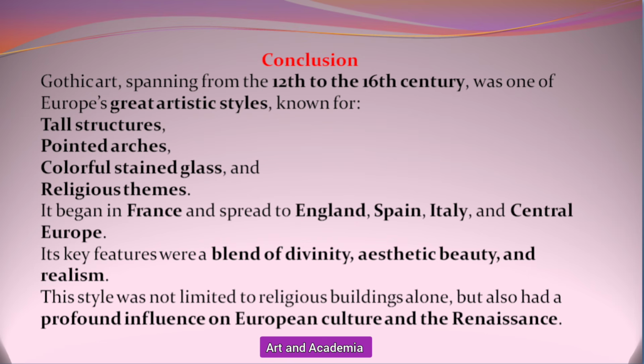Conclusion. Gothic art, spanning from the 12th to the 16th century, was one of Europe's great artistic styles, known for tall structures, pointed arches, colorful stained glass, and religious themes. It began in France and spread to England, Spain, Italy, and Central Europe. Its key features were a blend of divinity, aesthetic beauty, and realism. This style was not limited to religious buildings alone, but also had a profound influence on European culture and the Renaissance.